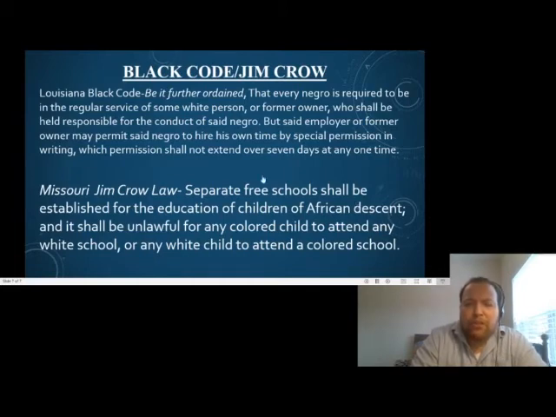So again, theoretically, African Americans are supposed to have the same rights under law, but of course, this isn't going to happen. We have two examples here, and there's a lot of them. If you just Google Black codes from the American South, you can see laws that were passed. These are going to specifically target African Americans, and these are going to be like social restraints.